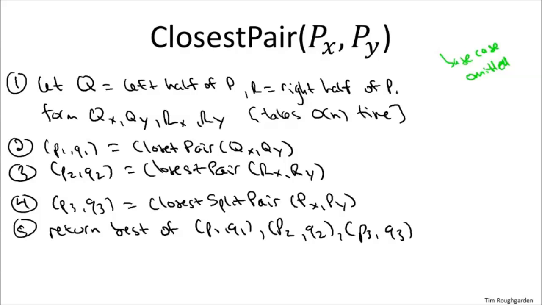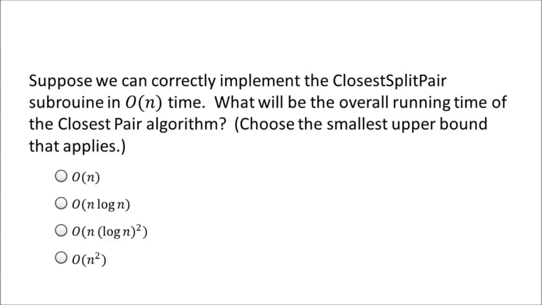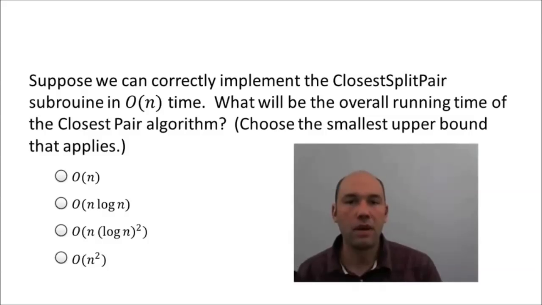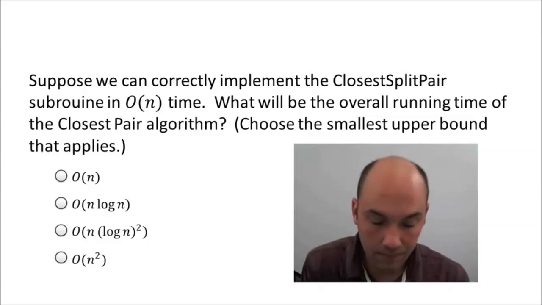Now, what about the running time? The running time of the closest pair algorithm is going to be in part determined by the running time of closest split pair. So in the next quiz, I want you to think about what kind of running time we should be shooting for with a closest split pair subroutine. So the correct response to this quiz is the second one.